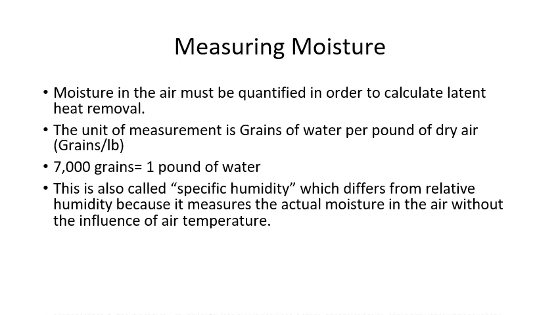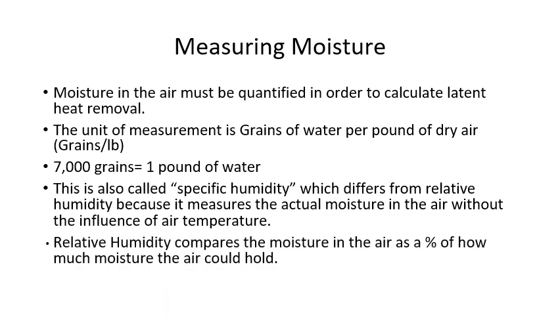Specific humidity measures the actual moisture in the air, the actual number of grains of moisture in the air, without the influence of air temperature. But relative humidity compares the moisture in the air as a percentage of how much moisture the air could hold. So it's important to understand the difference between specific humidity and relative humidity.